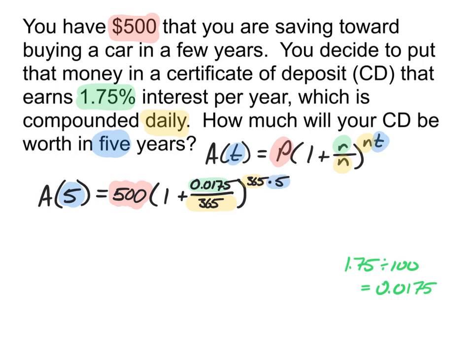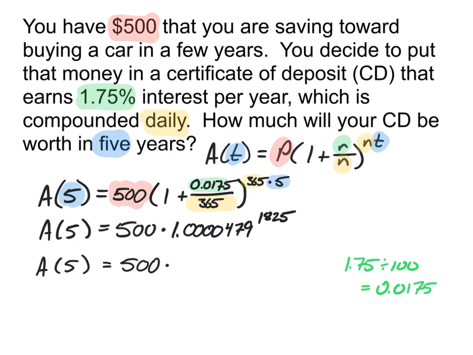From here, it's a matter of using correct order of operations and just using our calculators to get that answer. First thing we want to do is, of course, figure out what the value inside the parentheses equals. So I'm going to do the division first and then add 1 to that. And it gives me this big long decimal. Make sure to keep that whole decimal showing on your calculator. And that's going to be to the power of 1,825, which I get by doing the 365 times 5.